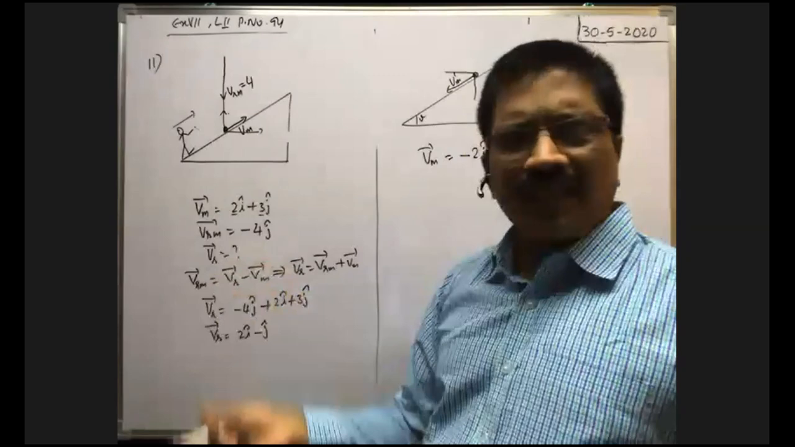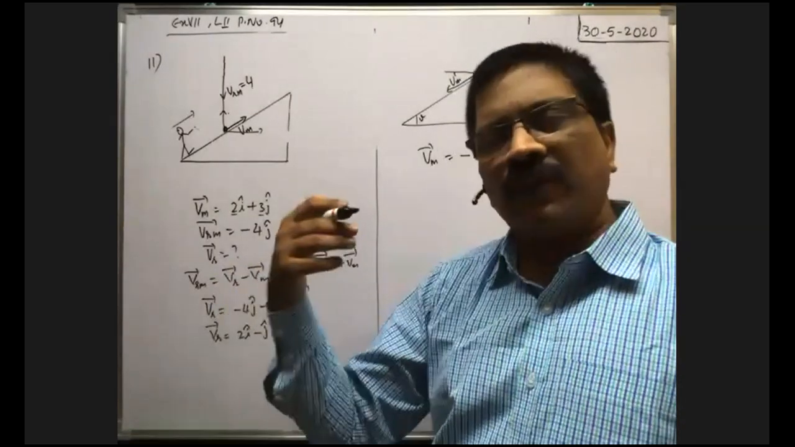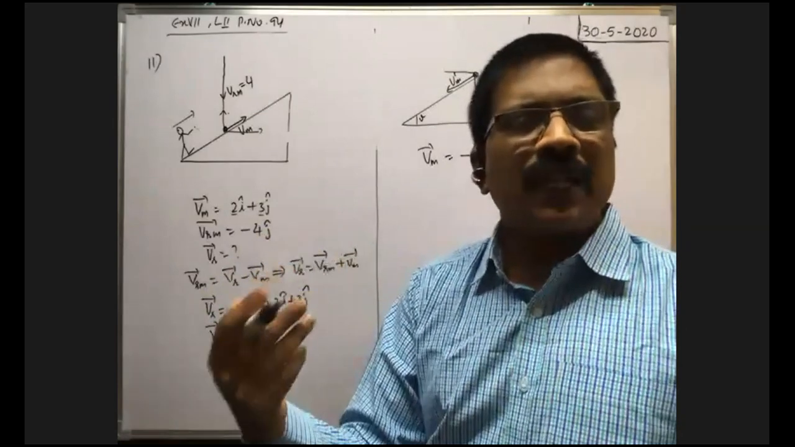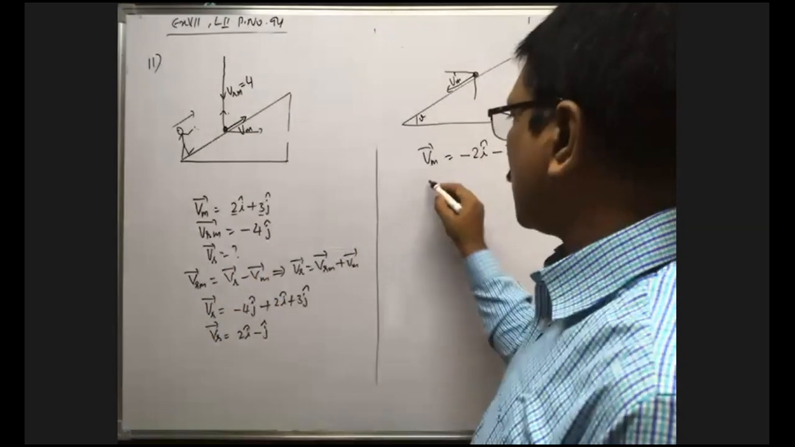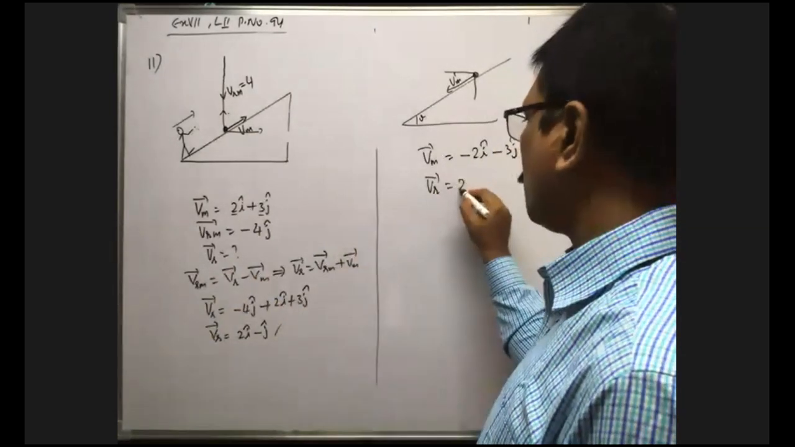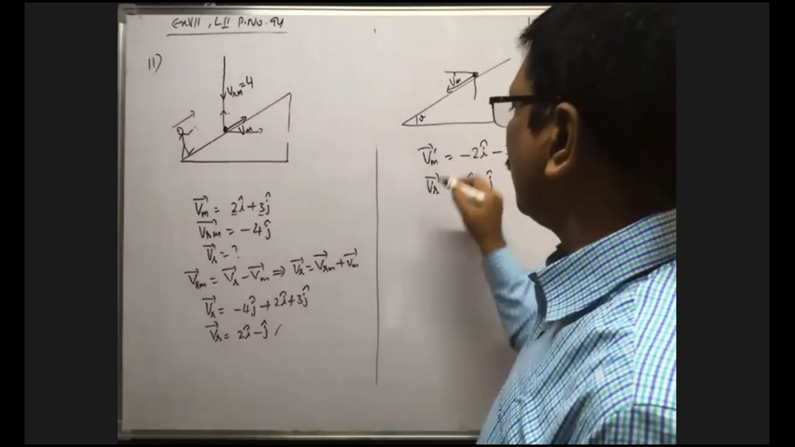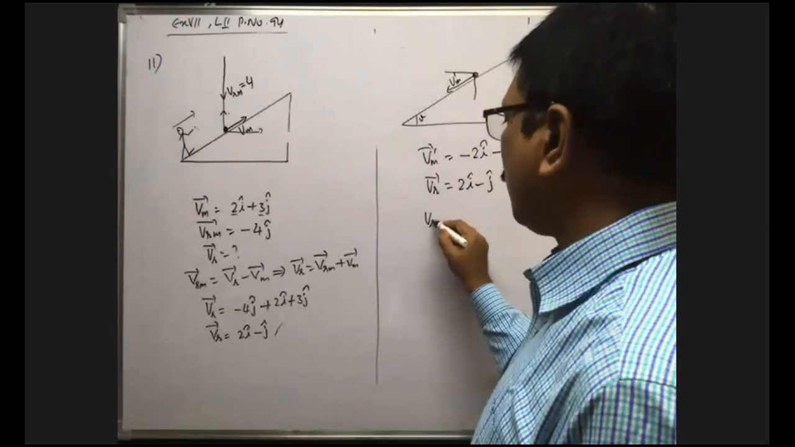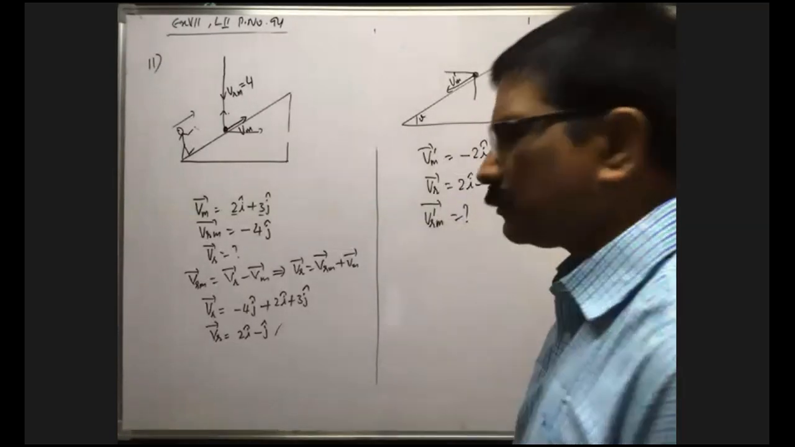The velocity of the rain does not change, you know. In whichever direction the man goes, the actual velocity of the rain does not change. That's why the actual velocity of the rain, Vr, is the same as we got, equal to 2i cap minus j cap. So in this second case, what is the velocity of the rain with respect to the man? That is the question.